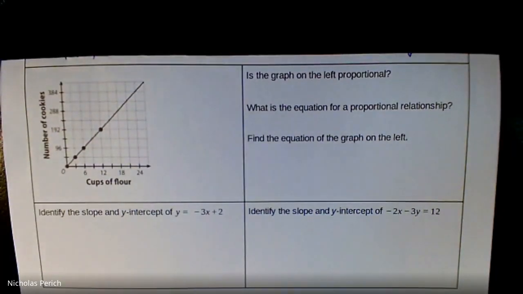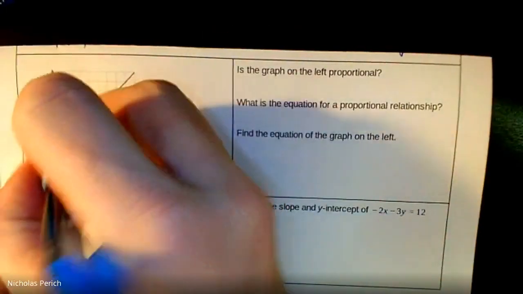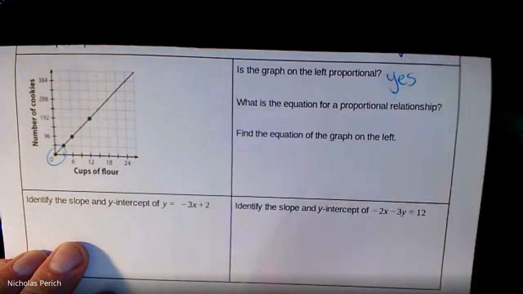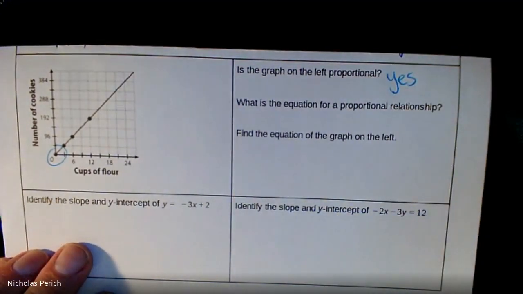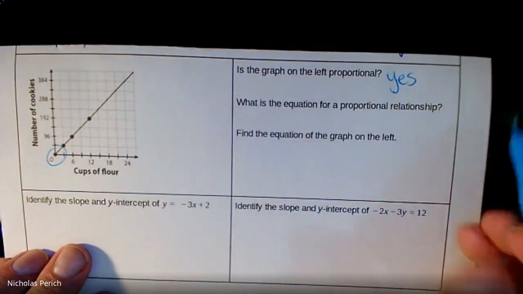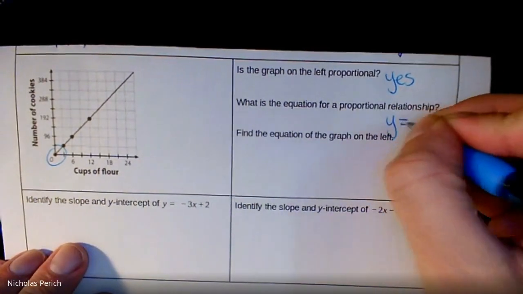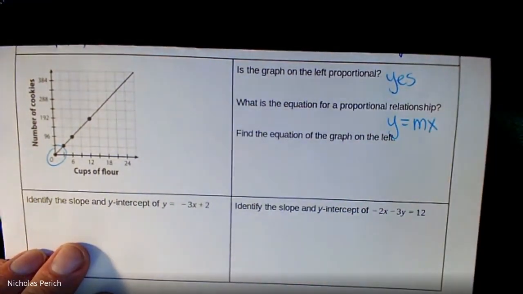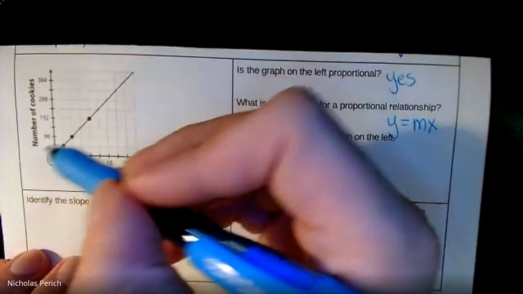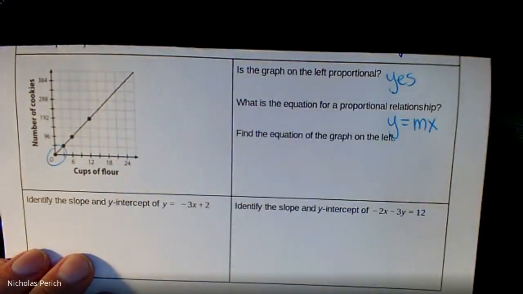Is the graph on the left proportional? What does proportional mean? Proportional means it's a straight line that goes through 0, 0 and follows a pattern. Look, a straight line. Look, goes through 0, 0. Is it proportional? Yes, because it's a straight line that goes through 0, 0. What is the equation for a proportional relationship? In general, the equation is y equals mx. For this specific graph, though, remember, m stands for slope, and slope can be rise over run.